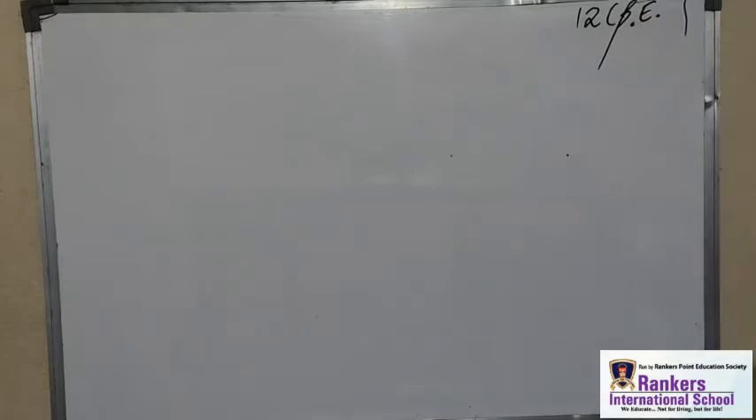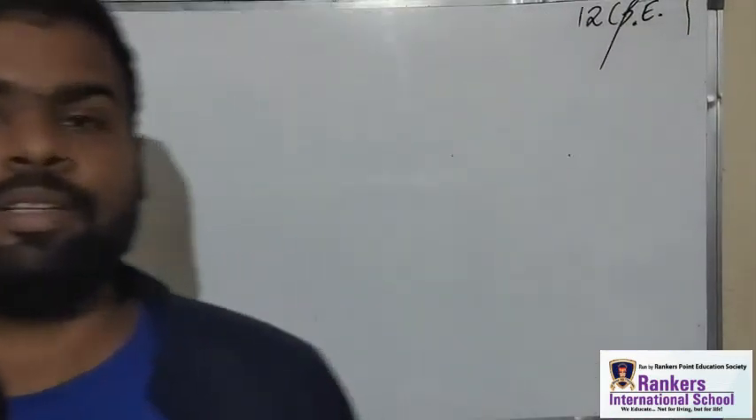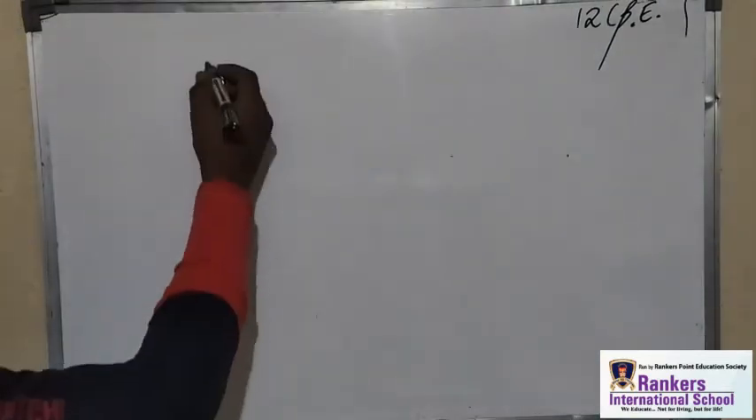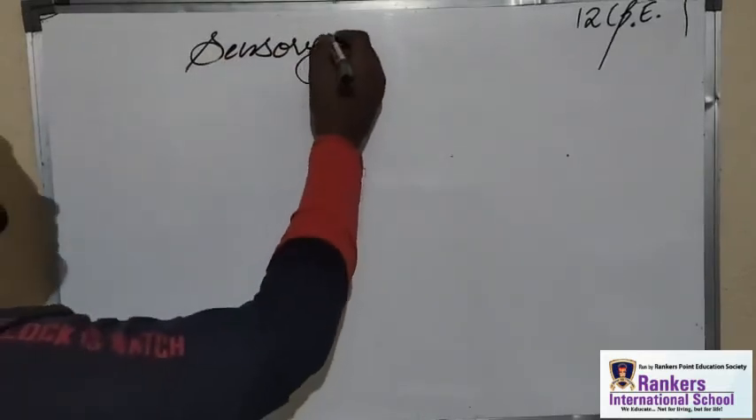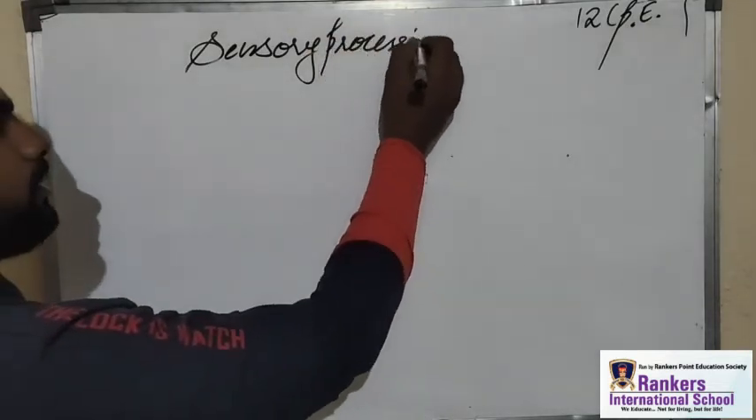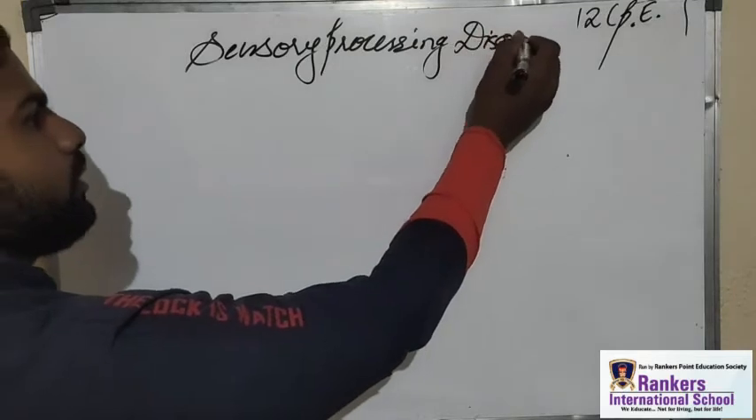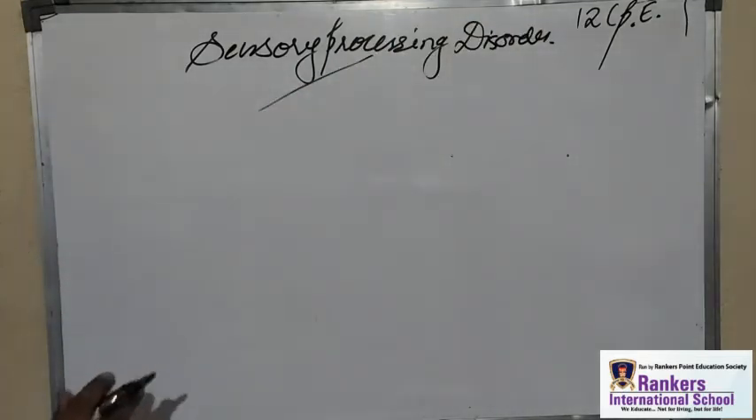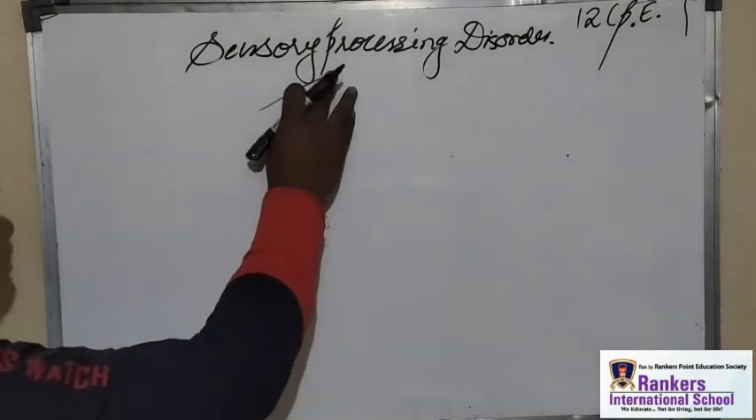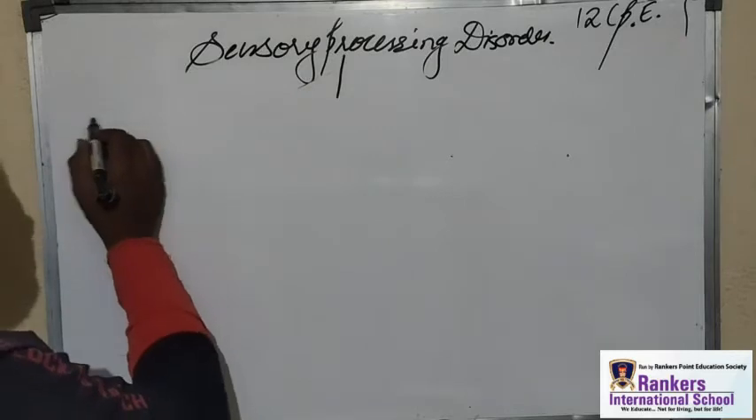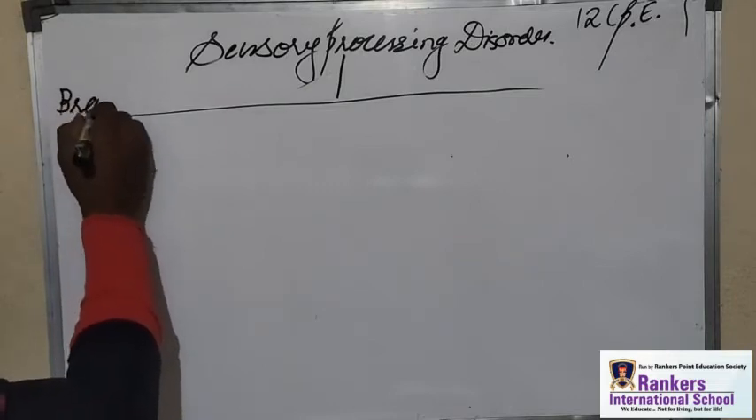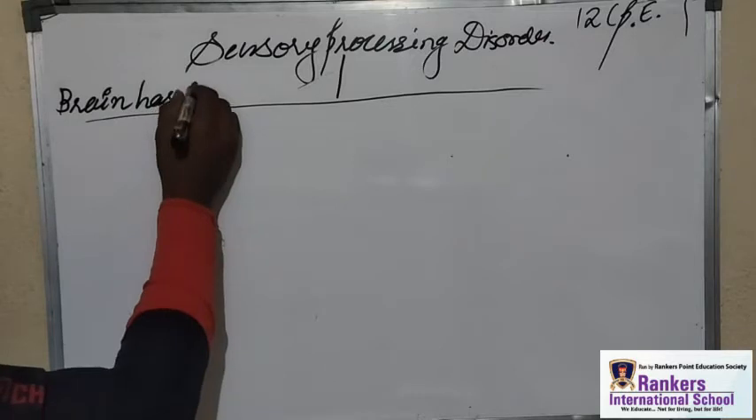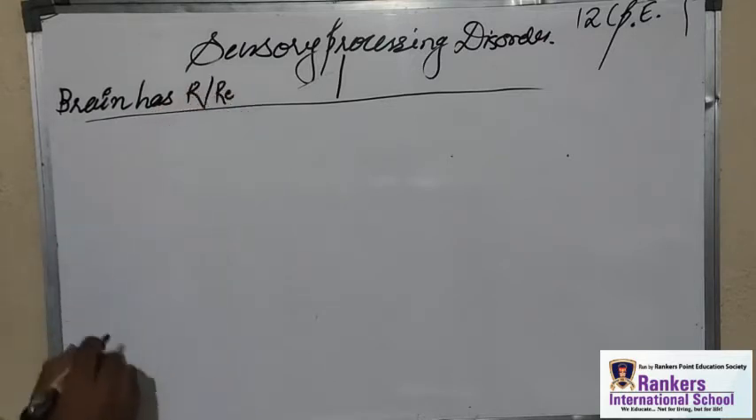Got it, students? Now I'm going to make a chart, and this chart will help you understand exactly what sensory processing disorder is. So let us start. First, write sensory processing disorder. Now, this disorder may occur due to what? It may occur due to a problem in responding. The brain has a problem to respond to or receive information.